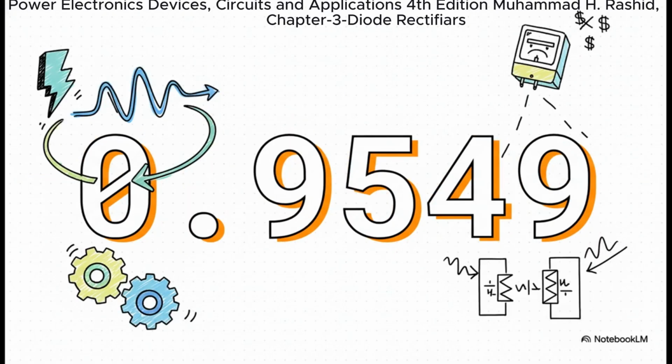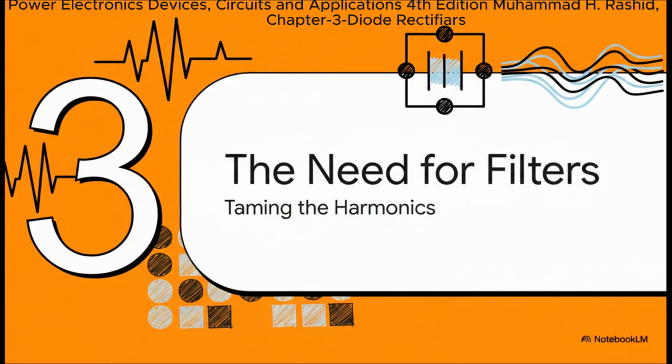And all that distortion has a direct impact on our efficiency. The power factor, which is basically a grade on how well we're using the power from the grid, drops from a perfect score of 1 all the way down to about 0.955. We're essentially drawing more current than we need to, and you can bet the utility companies are not fans of that. Okay, so let's recap. We've got two big problems, right? On the input side, we have all this harmonic distortion polluting the grid.